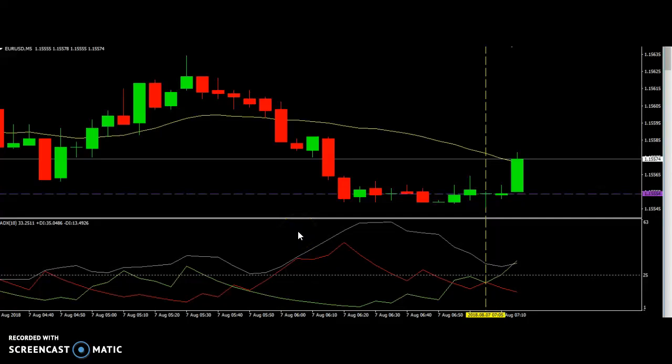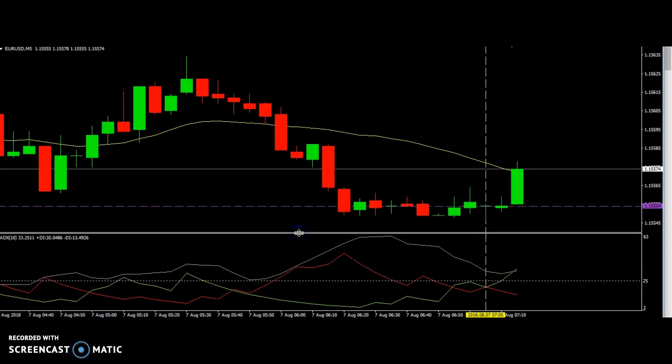Today I'm going to do a video on using the ADX indicator. It's one of my favorite indicators, and it works pretty well in finding the start and the end of trends. I've tried it with binary options and Forex, and it works pretty good with both.